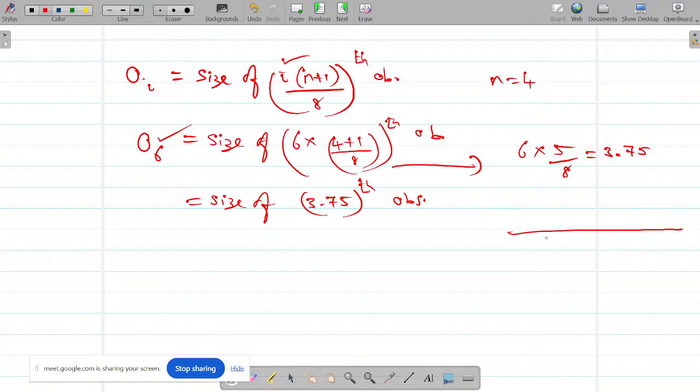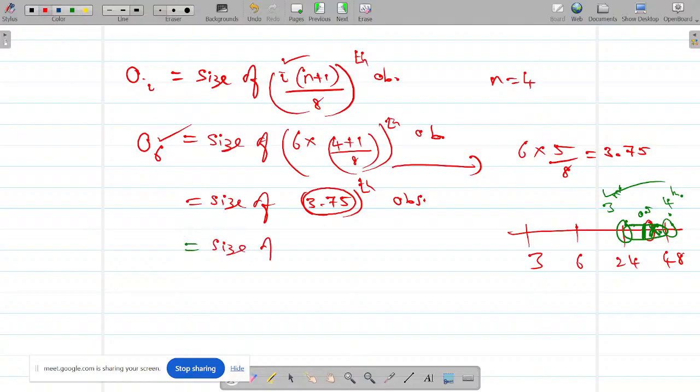Now please try to visualize. This is your structure. You have 3 here, you have 6 here, you have 24 here, you have 48 here. So where will this 3.75 lie? Over here? Okay. See, this is the third observation. This is the fourth observation. And this is your 0.75. I don't know the value, but instead, what I can do? I can consider this difference and take 0.75. So I'll take the third observation.